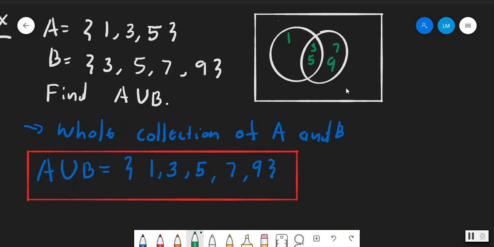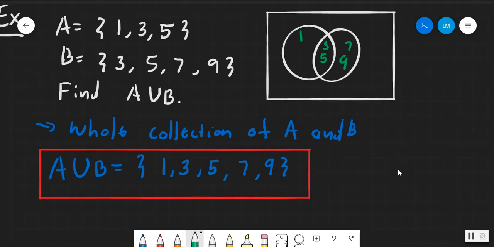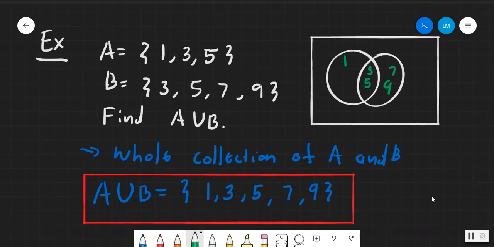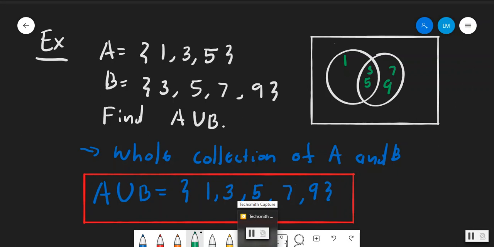But note that in this example, there is no need to actually have the universal set for this particular question. Okay, so the bottom line of this is that if you're having trouble with the sets and the collections, just draw a Venn diagram when in doubt.